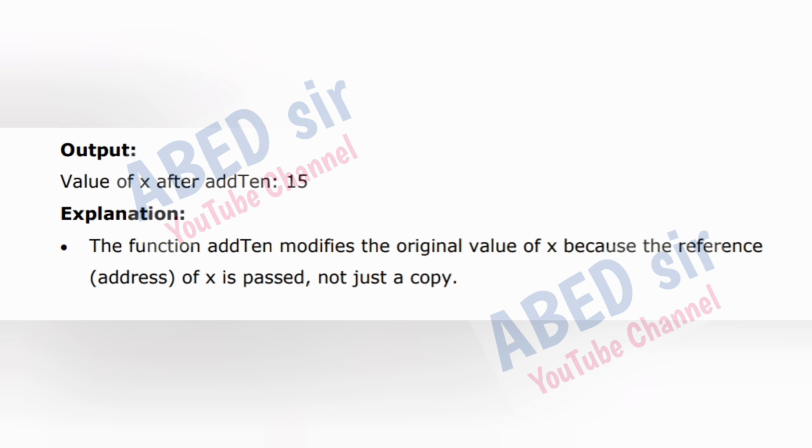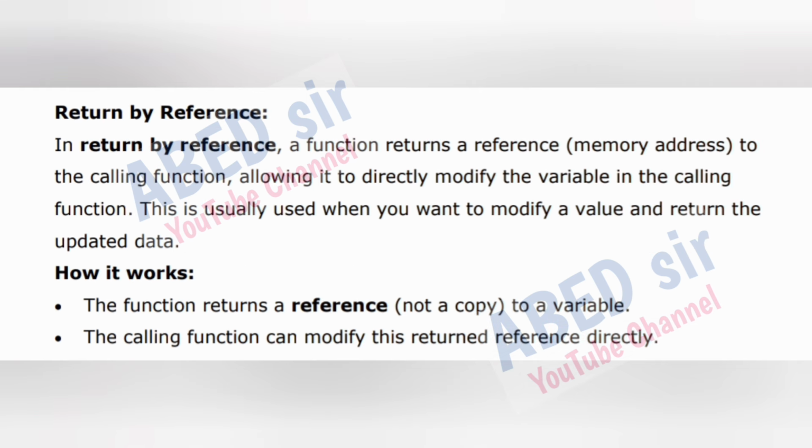Explanation. The function add modifies the original value of x because the reference address of x is passed, not just a copy. Return by reference. In return by reference, a function returns a reference memory address to the calling function, allowing it to directly modify the variable in the calling function. This is usually used when you want to modify a value and return the updated data.